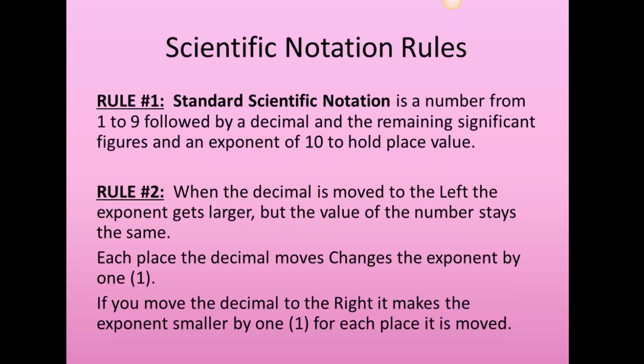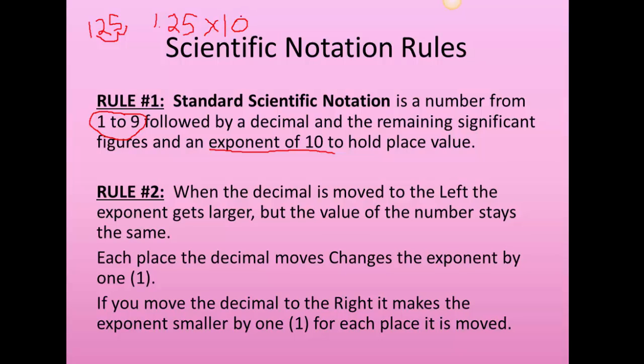Alright, so the first rule of scientific notation is that the number from 1 to 9 must be before the decimal point, and then we use the exponent of 10 to hold the place value. So that's like if we have the number 125. We have to make sure that there's only 1 to 9 before the decimal. So if our decimal originally is here, we can move that to here. So now we have 1.25. We go times 10, because that's going to be our placeholder.